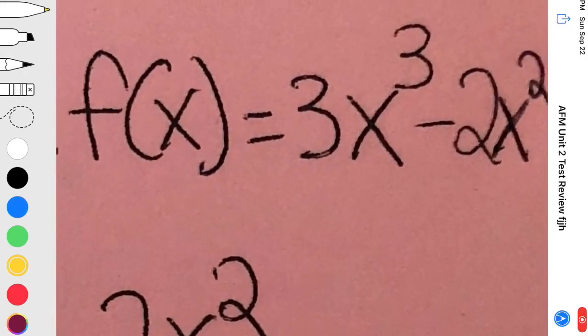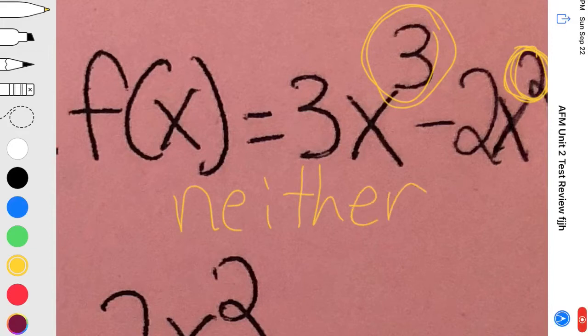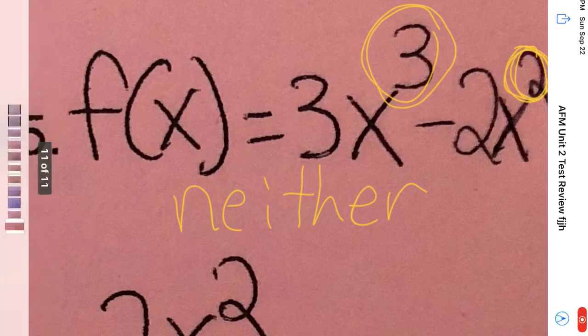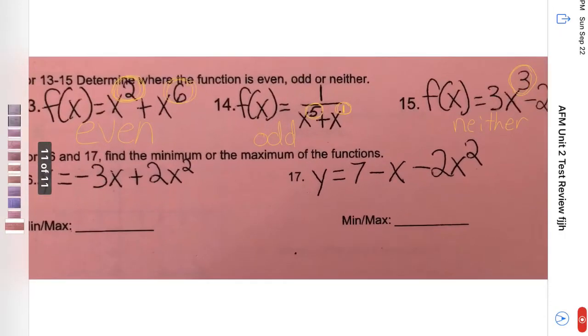15, we are comparing the exponent of 3 and the exponent of 2. Well, 1 is odd, 3 is odd, and 2 is even. So it is neither even or odd. If there's a mixture of even and odd exponents, it's neither. So then we're done for 13 through 15.